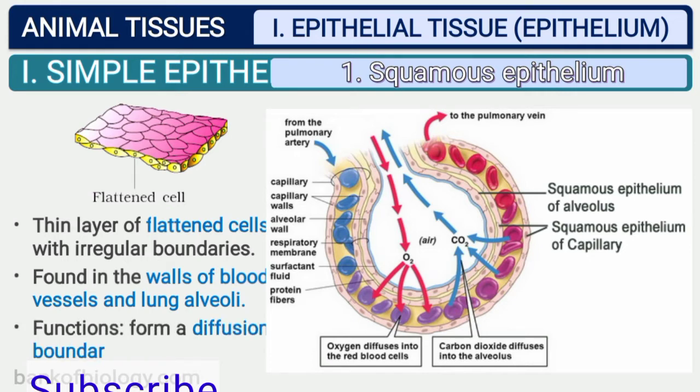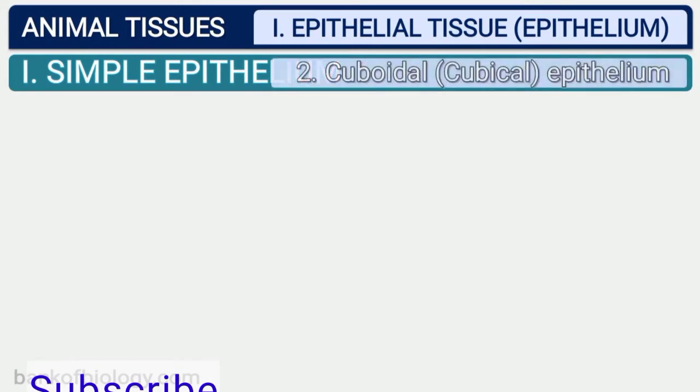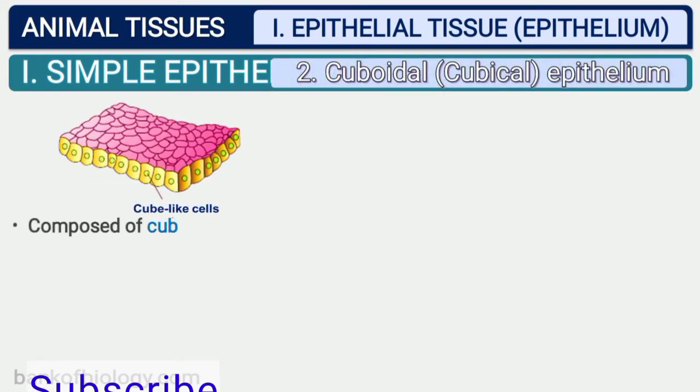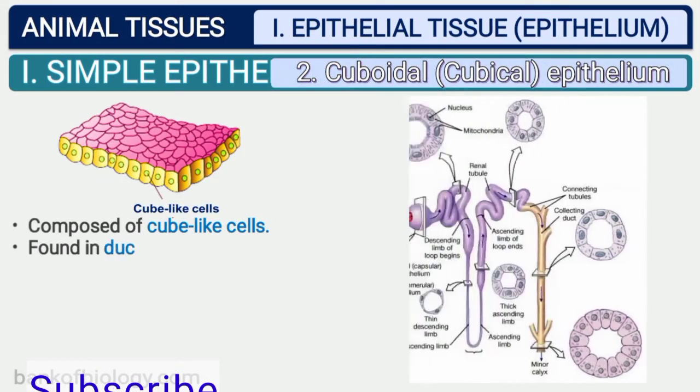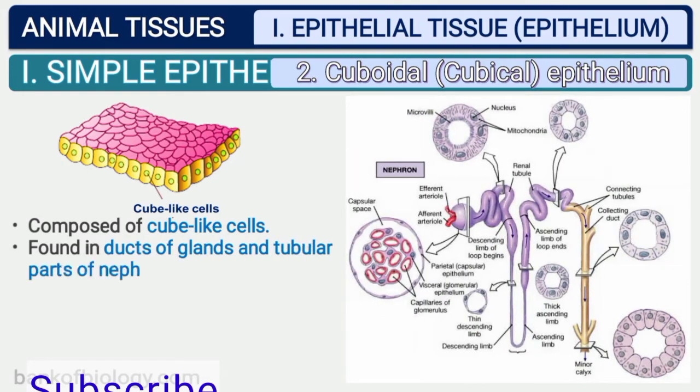Functions: it forms a diffusion boundary, means to say that it helps oxygen to diffuse inside the blood and outside the blood, inside the body and outside the body. That is the function of the squamous epithelium. Next is cuboidal epithelium, or cubical epithelium, composed of cube-like cells found in ducts of glands and tubular parts of nephrons. That is the structure of a nephron. You're looking in the diagram: glomerulus, Bowman's capsule, loop of Henle, proximal tubule, convoluted tubule. These are all the parts of the nephron. So they are part of the glands, ducts as well as tubular parts of the nephron.